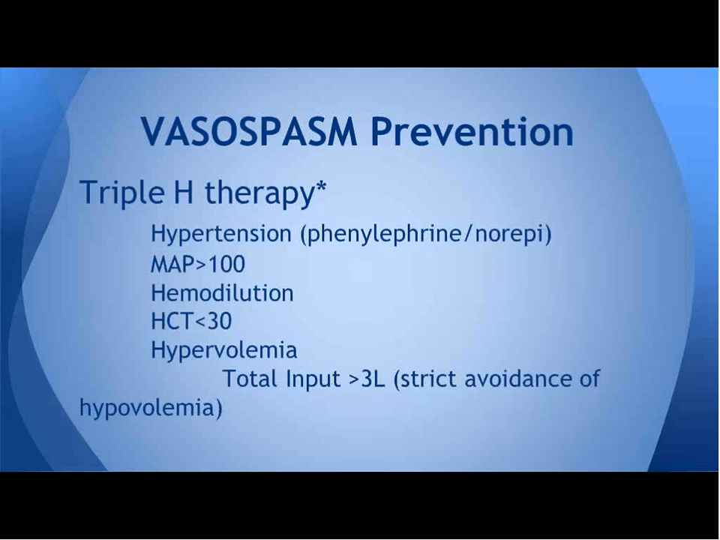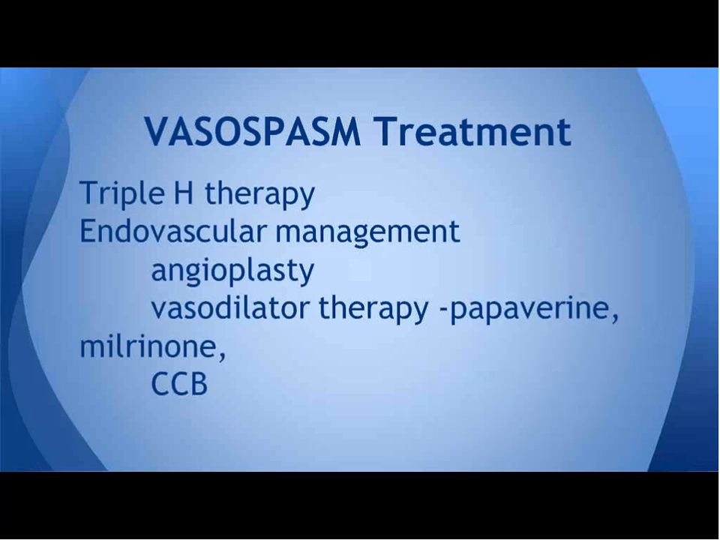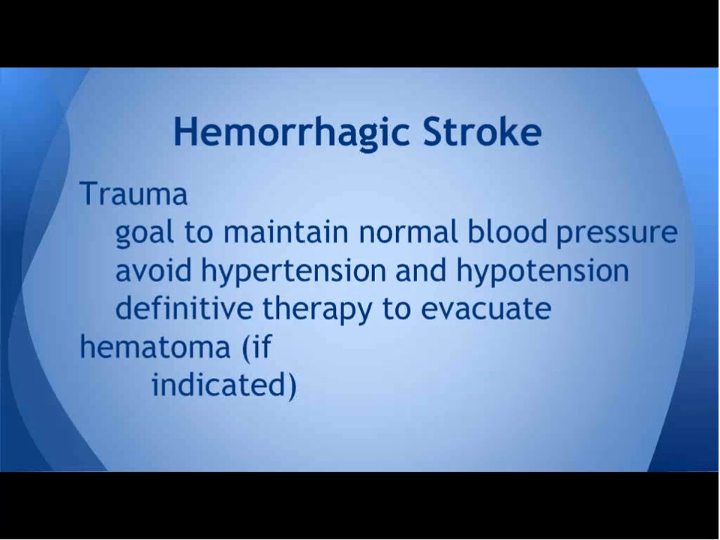But again, sometimes we're not able to do this if the patient's in frank pulmonary edema, they're intubated, we have them on high levels of PEEP, and we can't oxygenate them, then something has to give. So HHH therapy, endovascular management of vasospasm. You can't get much more aggressive with your HHH therapy, but keeping your blood pressure or your MAP greater than 100. Endovascular management, whether that be through angioplasty, vasodilator therapy with preservine, milrinone, or calcium channel blockers would be the management.